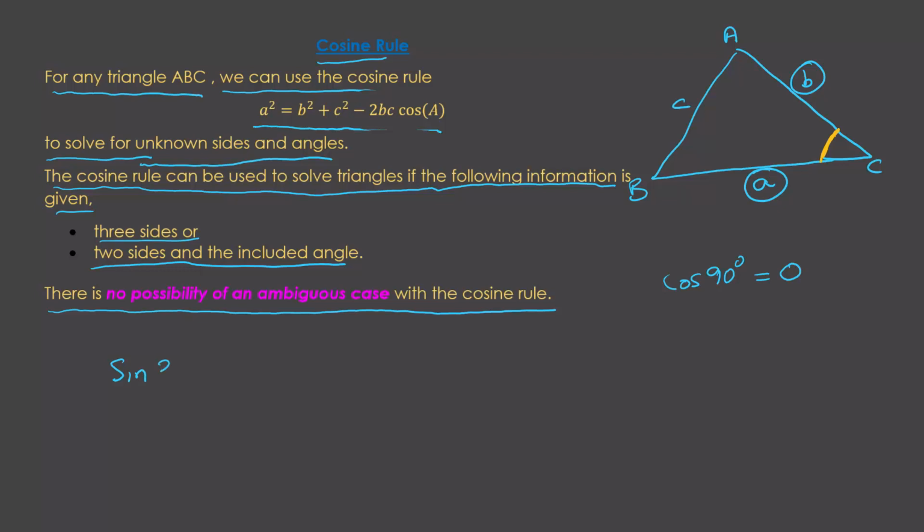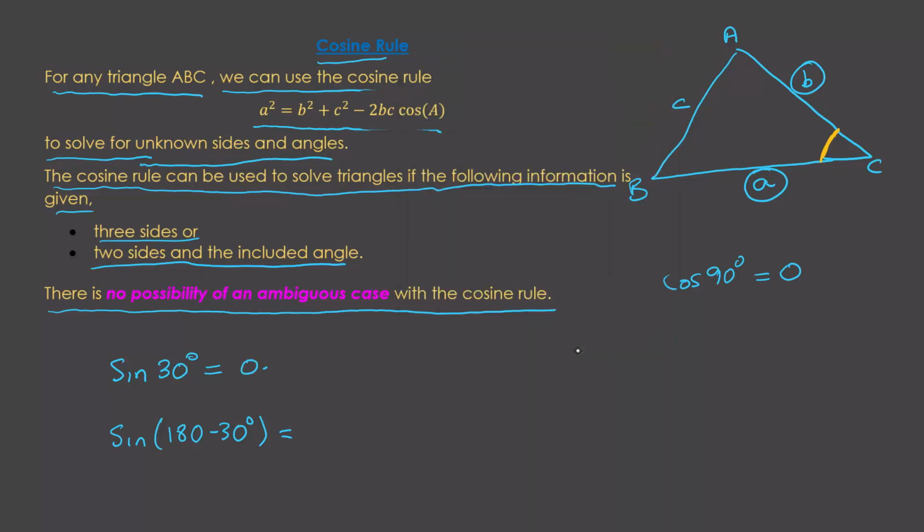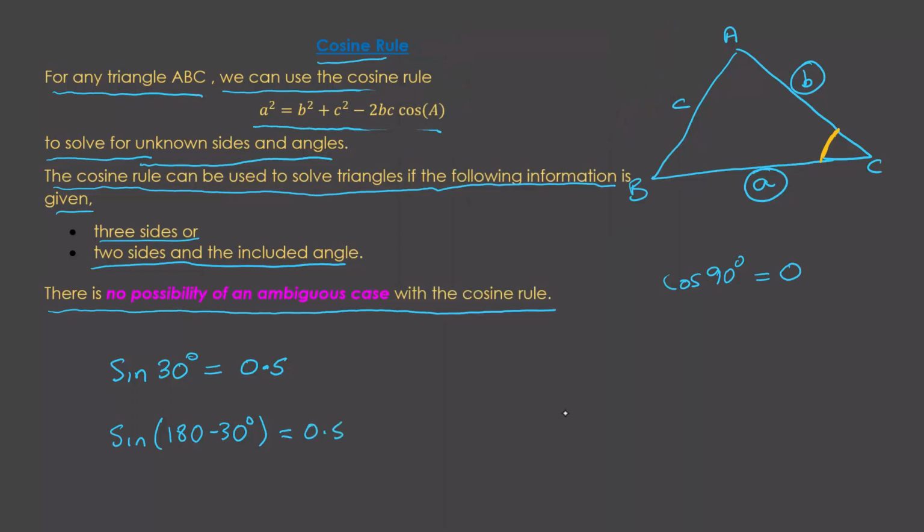Consider the following: sine 30 degrees and sine of 180 take away 30. So we looked at this in the previous examples on the sine rule, but if I do sine 30, it's going to be 0.5. That's one of the tests that we use to make sure the calculator's in the right mode. And 180 take away 30 is 150. If I do sine 150, that's also 0.5. And that's why we get the ambiguous case with the sine rule.